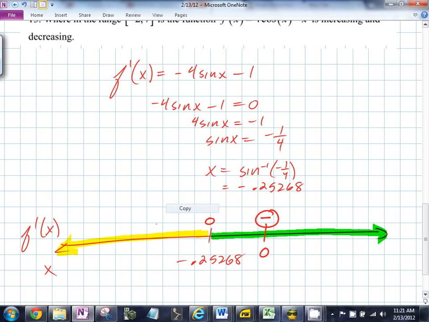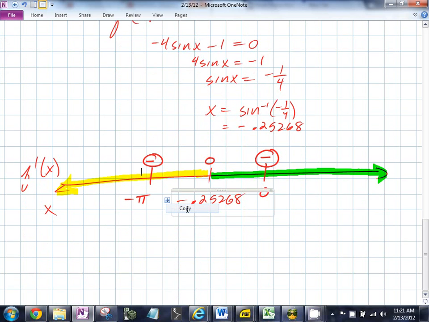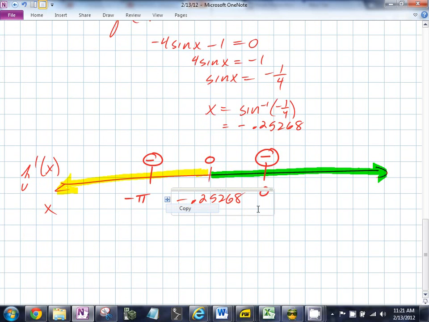And what should we plug into the left here? How about negative pi? Because we have a trig function, right? Is that correct? Negative pi, sine of negative pi, that's the same thing as sine of pi. What is sine of pi? 0. And you end up with 0 minus 1 is negative. Interesting. So here's the thing. What do you now notice? Where is this increasing? Nowhere.